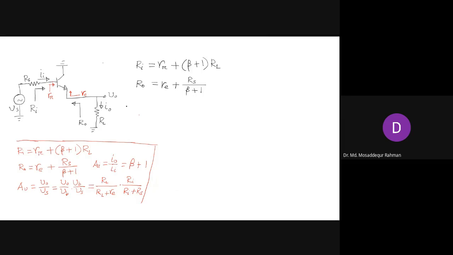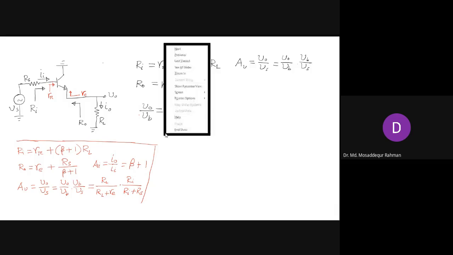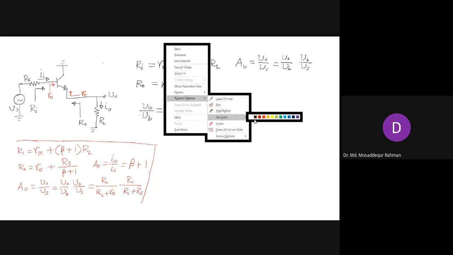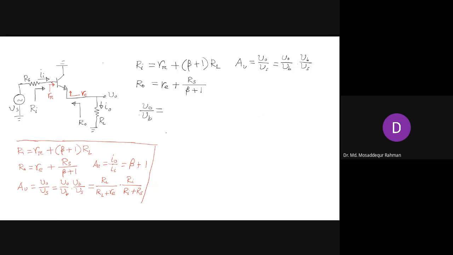Now we try to determine the voltage gain and the current gain. So voltage gain is again expressed as the product of these two factors, V0 by VB and VB by VS. So first we start with this expression V0 by VB. Now VB is the voltage at the base, so we show this voltage VB that is at the base. And V0 is the voltage at the emitter, right? So what can we write for V0 by VB? Can you figure it out?